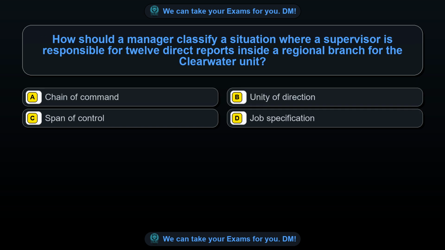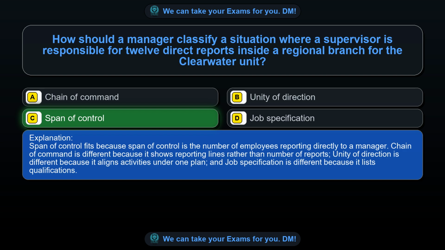How should a manager classify a situation where a supervisor is responsible for 12 direct reports inside a regional branch for the Clearwater unit? Option A, chain of command. Option B, unity of direction. Option C, span of control. Option D, job specification. The correct answer is option C, span of control.